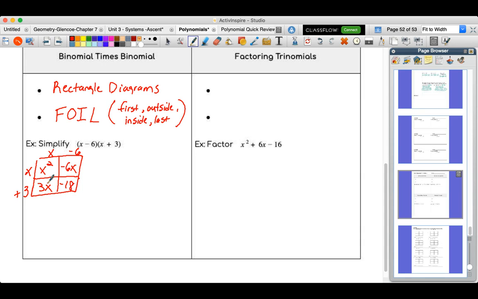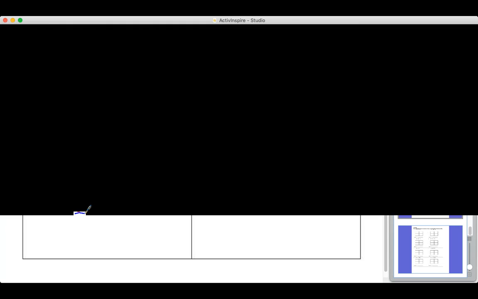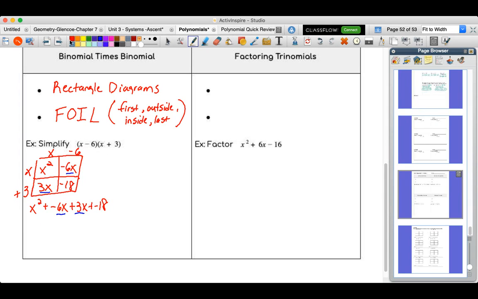and then we're going to sum them all up. We're going to add them all up, so we have x squared plus negative 6x plus 3x plus negative 18. Now notice that we can combine a couple like terms here. We can put these 2 together, these right here, into one single term because they have the same variable with the same exponent.